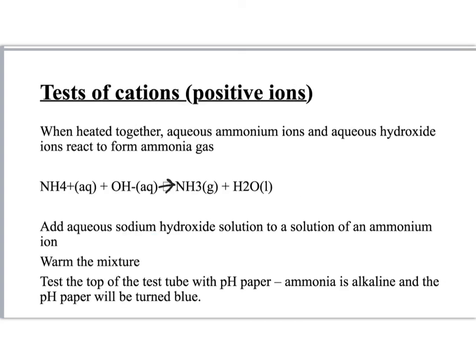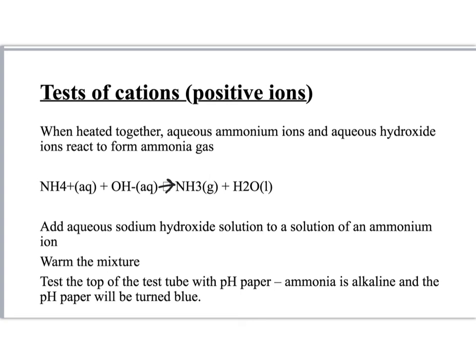Finally then, just a little reminder about how we test for positive ions. So the one cation you need to be able to test for is the ammonium ion. And the way you do this is to the solution you add sodium hydroxide solution. And if ammonium ions are present, you will produce ammonia gas. Now you're not going to see that because ammonia gas is soluble in water.